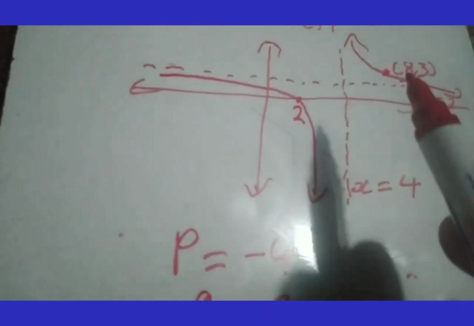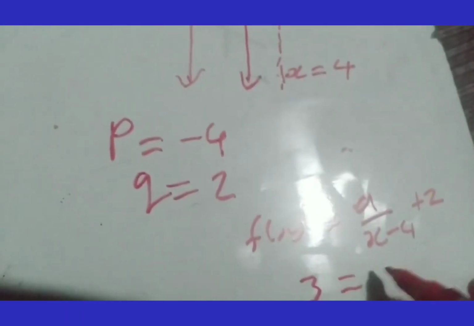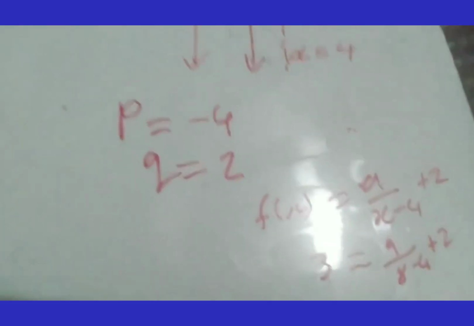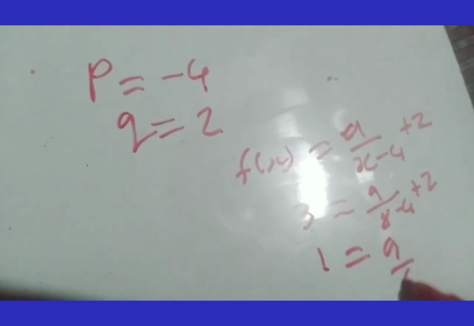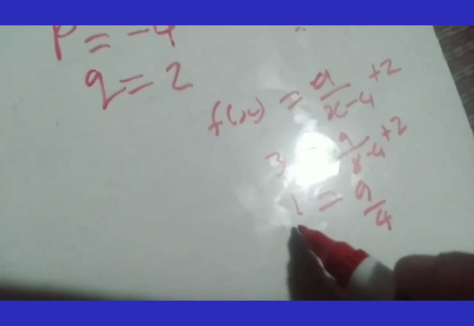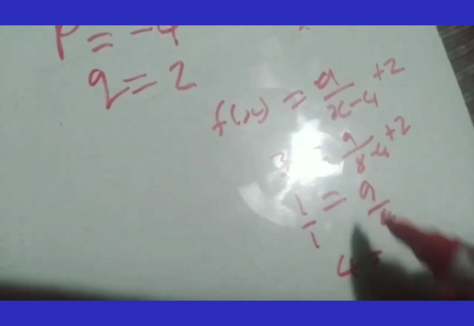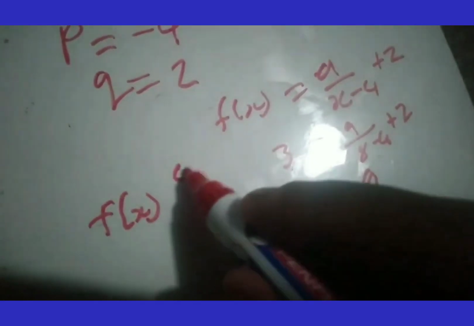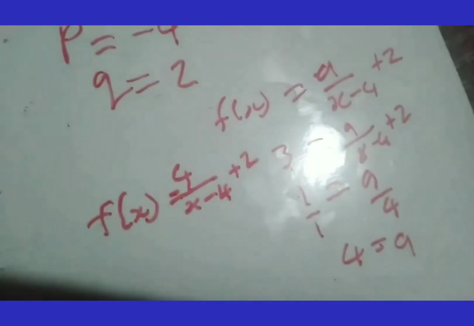So we see a point on the graph which is (8; 3). So it means the y value is 3 and the x value is 8. So a over 8 minus 4 plus 2. When we take this to the other side, it's going to be 3 minus 2, which is 1. And then a over 8 minus 4, which is 4. Whenever you have a fraction, all you have to do is to just cross multiply. So 4 times 1 is 4, and 1 times a is a. So a is equal to 4, so we found a. So it means the full equation is 4 over x minus 4 plus 2. That's our full equation. And we're done.